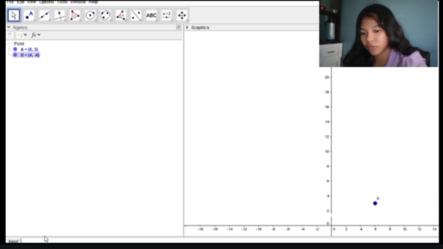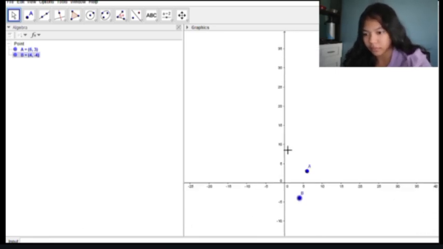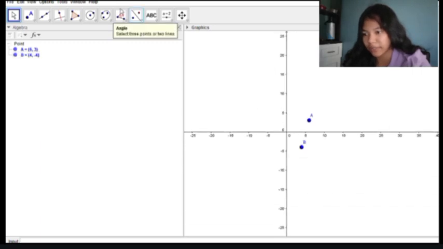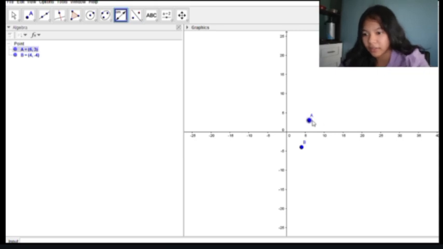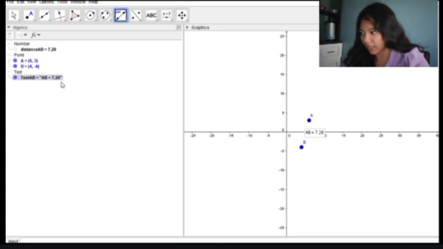So we already have 2 points. So the question is, we want to find the distance. It has distance or length. So you can just click the 2 points and then it automatically tells you that AB is equal to 7.28. You can hide it just by clicking this circle. See? It was already hidden in your graphics view.